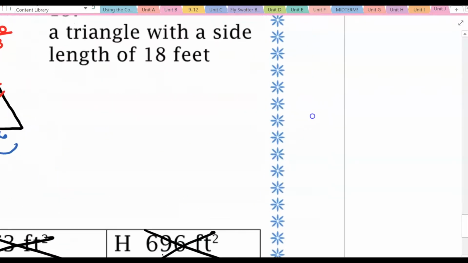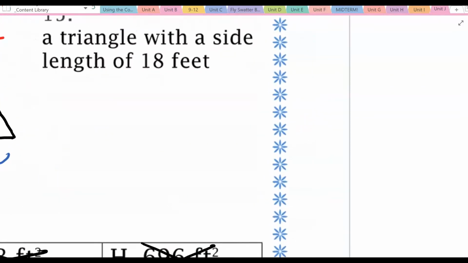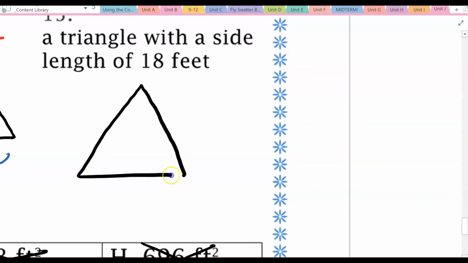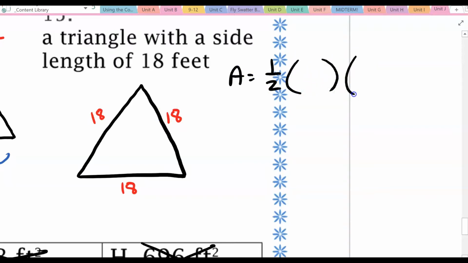We have a triangle with a side length of 18 feet. Please don't get confused when I go to draw a central angle to a triangle, since it also is a triangle. If I'm looking at a triangle with a side length of 18, makes all of them 18, that's fine. So far we know we have an area of 1/2 times a mystery apothem times a perimeter of 54, 18 times 3.